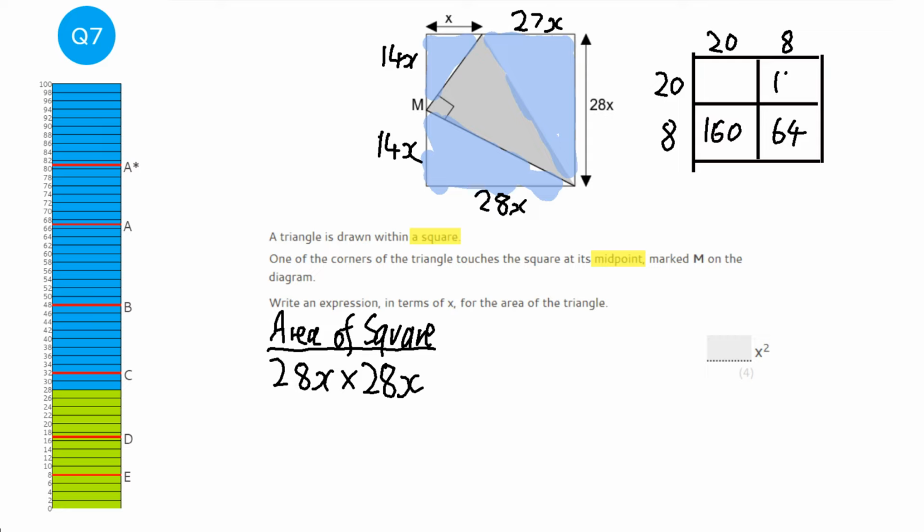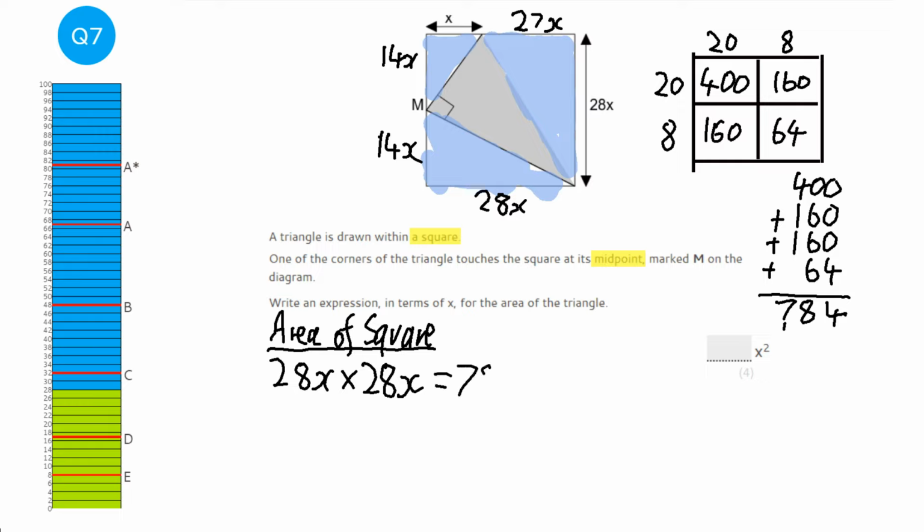This is the same calculation. And then 2 times 2 is 4, and there's 2 zeros. So we need to add those up. So 400 plus 160 plus 160 plus 64. Okay, so that last column's going to be a 4. That's going to be 18, so carry the 1. 4, 5, 6, 7. So it's 784. Now we're going to do the x's now.